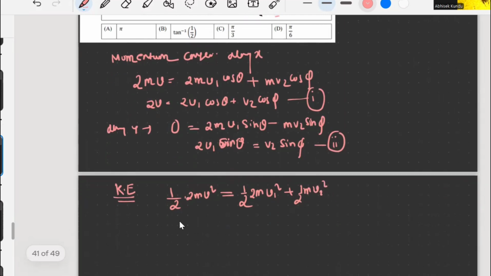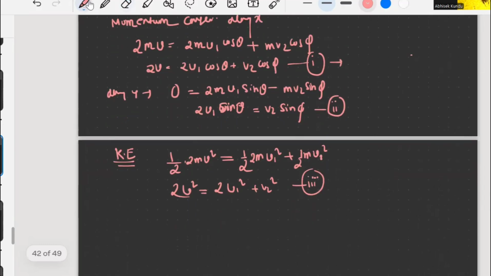So we can also simplify it. We can write v square is going to be v1 square plus v2 square by 2. So we can directly write plus v2 square. That is our third equation. See what kind of elimination we can do. So from equation number 1 and equation number 2, we can eliminate phi here.